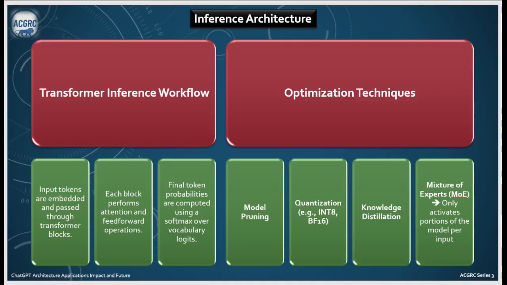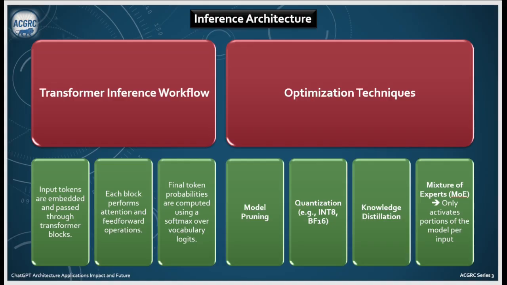Let's now look at inference architecture. It has two areas: transformer inference workflow and optimization techniques. Under transformer inference workflow, it has three subsections, which include: input tokens are embedded and passed through transformer blocks. We discussed this earlier. Each block performs attention and feed forward operations. The final token probabilities are computed using a softmax over vocabulary logits.